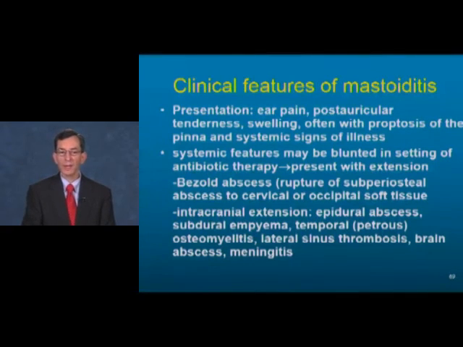The term Bezold abscess defines a soft tissue collection of purulent material that represents drainage from a subperiosteal collection starting out from the mastoid bone, and can in fact track almost anywhere in the head and neck space and ultimately be shown to be a Bezold abscess. As I've listed here, there are a number of intracranial extensions that follow from its anatomic location. Again, these are all quite serious and frequently require intervention.